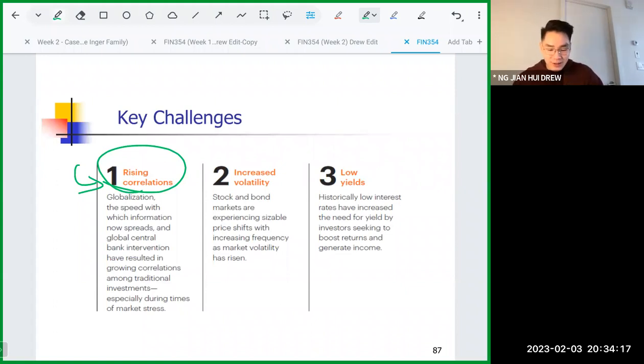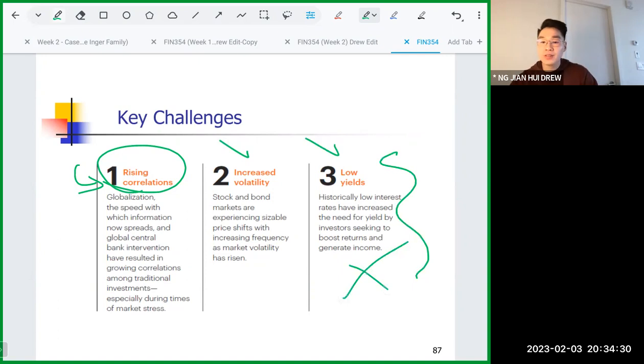Okay, so increased volatility. With, for example, COVID, there's more volatility. It's very unpredictable. And then low yield. This low yield component is not relevant now because we are in a recession.